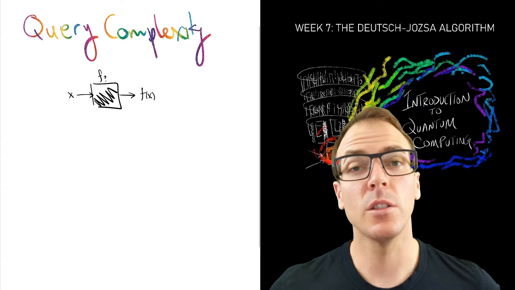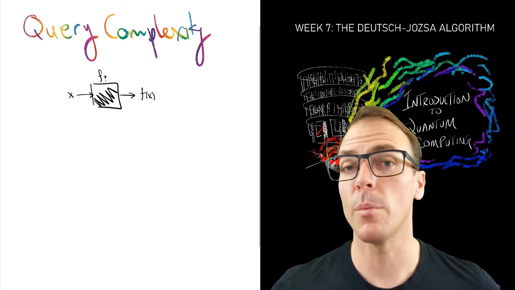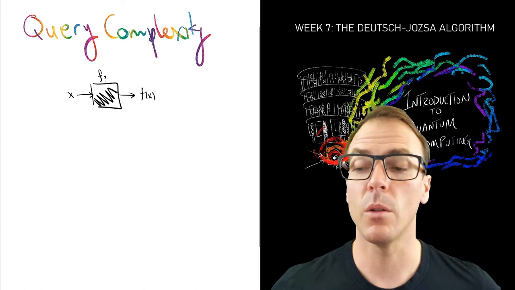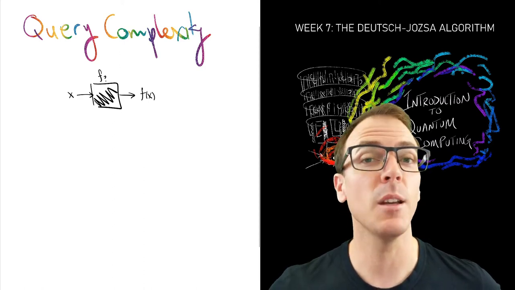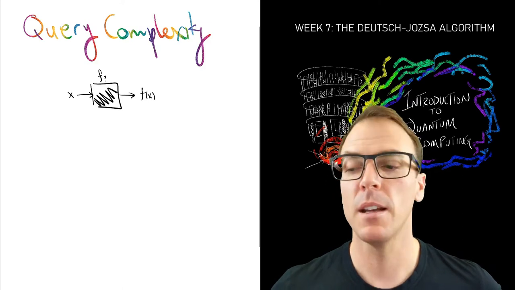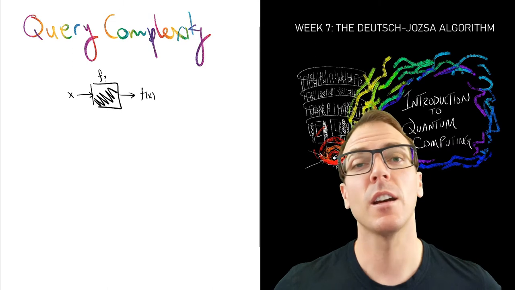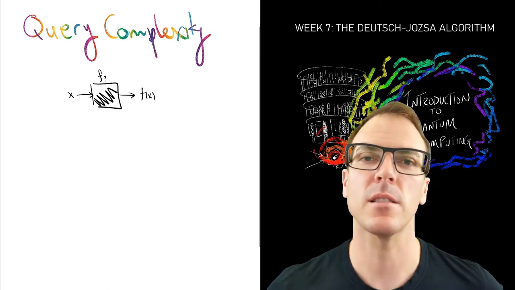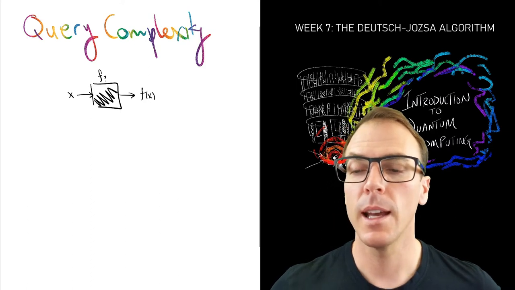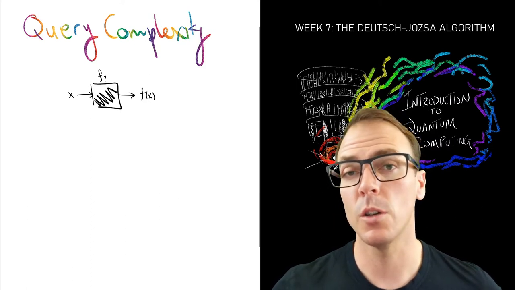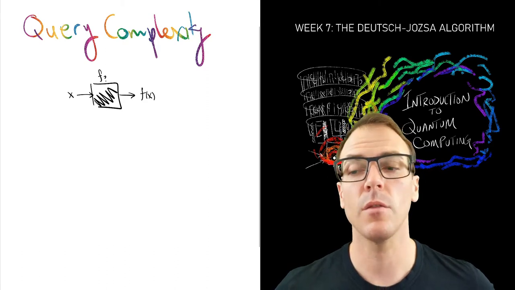If I only want to know what the structure of f is in terms of some different possibilities, so if I want to know whether f produces any ones as output, then I just need to put input values in until I see a one, and then I know, yes, that this black box can produce ones. In the last video, we showed two different kinds of functions, balanced and constant functions.